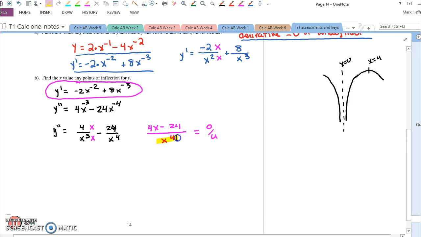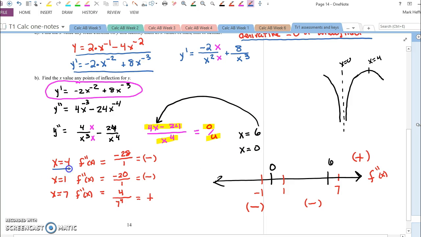Same thing, when my denominator is 0, I'll be undefined. When my numerator is 0, I'll be 0. Suggesting I could have points of inflection at x equals 6, because that solves this, and again x equals 0. Testing my values of negative 1, 1, and 7 into the second derivative this time, we get a negative number, negative 28 over 1, another negative number, negative 20 over 1, and now 4 over 7 to the 4th, which is small but positive. So this is where I have my sign change from negative to positive.